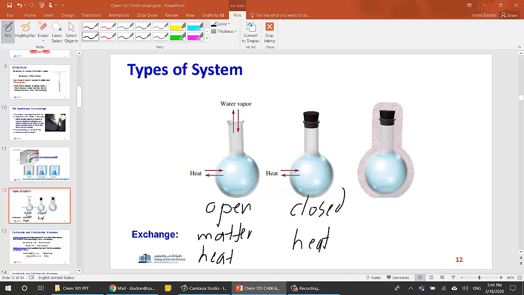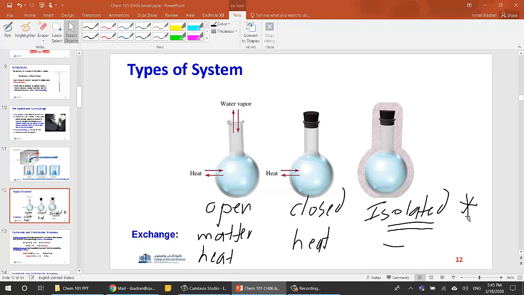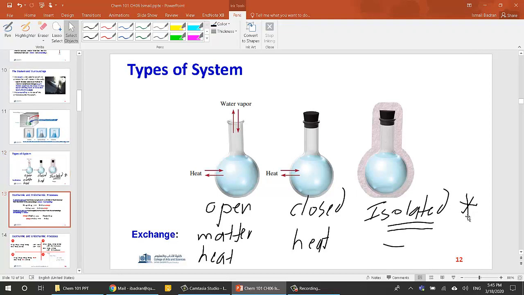But if you replace this glass container with something really thick, an insulator, then you will have an isolated system, so therefore nothing can change. In an open system, matter and heat can exchange. In a closed system, heat can only exchange between the system and the surroundings. In an isolated system, nothing will exchange. This is actually a perfect system to study in thermodynamics, because there is no interaction between the system and the surroundings.